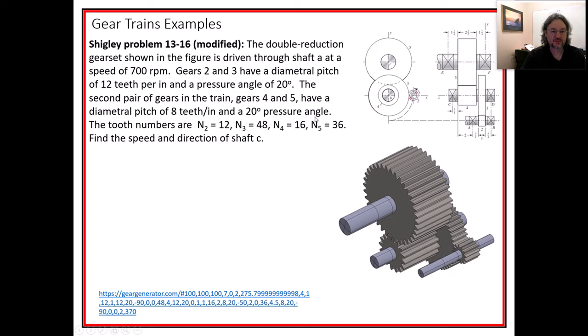Have 8 teeth per inch and 20 degree pressure angle. The tooth numbers are 12 right here. So there's 12 teeth right here, driving gear 3, which is 48. So there's 48. 16 right here is driving 36. So we want to find the speed and direction of shaft C, which is this shaft right here, this output shaft.